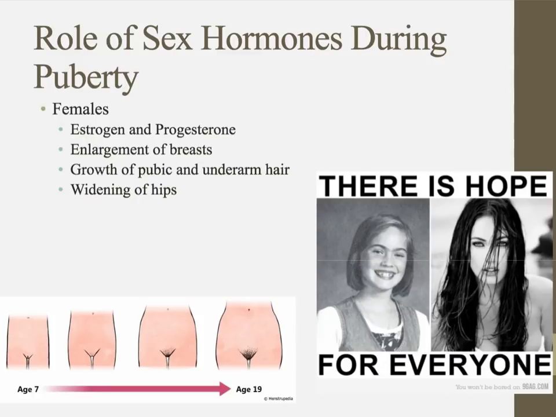Females during puberty. Puberty is going to happen a little bit earlier in females, and that's largely governed by estrogen and progesterone. It's going to have some very different effects. These hormones cause the enlargement of breasts, growth of pubic and underarm hair, and widening of the hips. Why would the hips need to widen during puberty? Well, puberty is the transition into adulthood, which is readying the body for reproduction. So the widening of the hips is a natural process to get ready for childbirth.